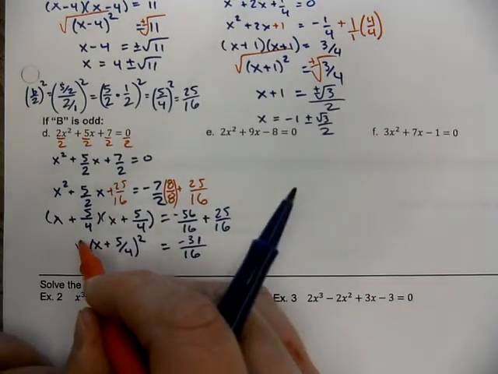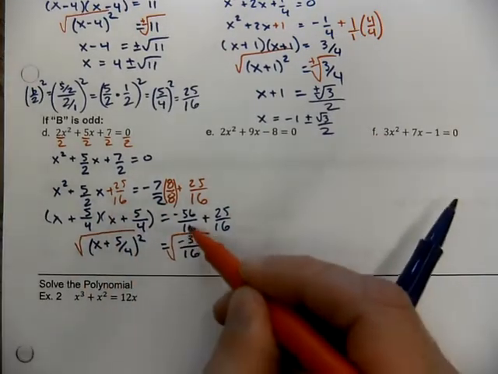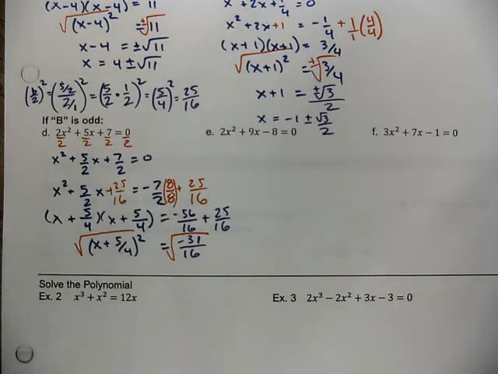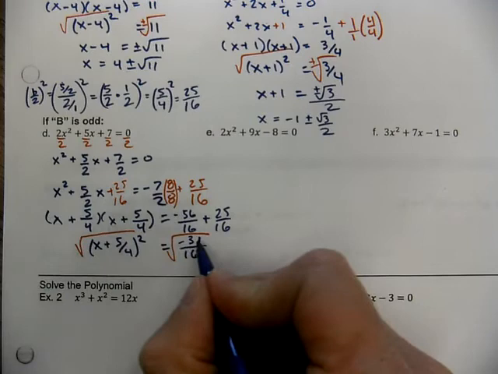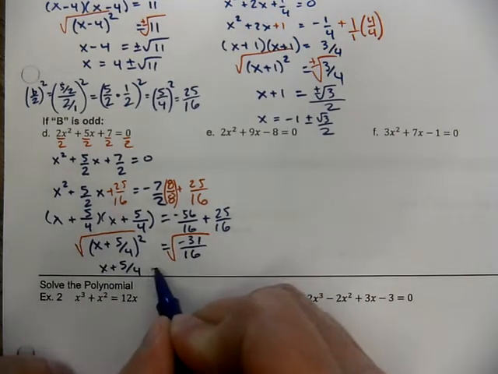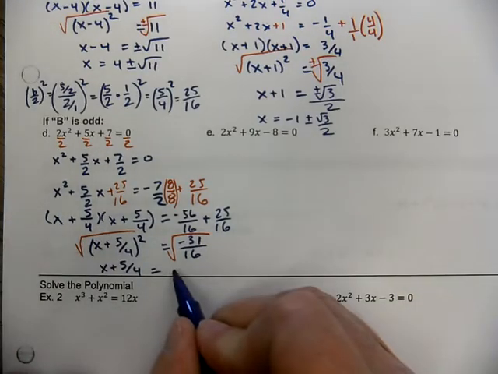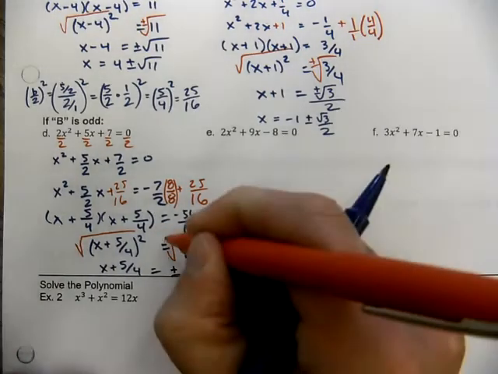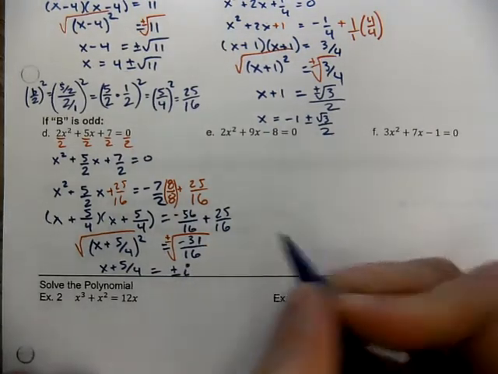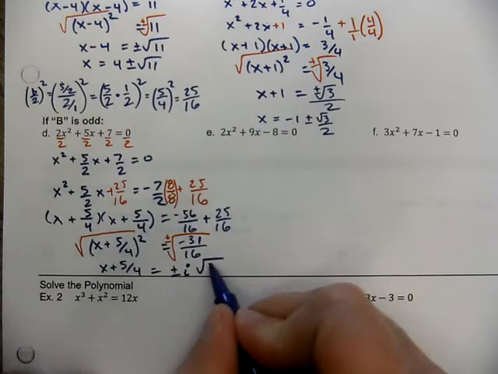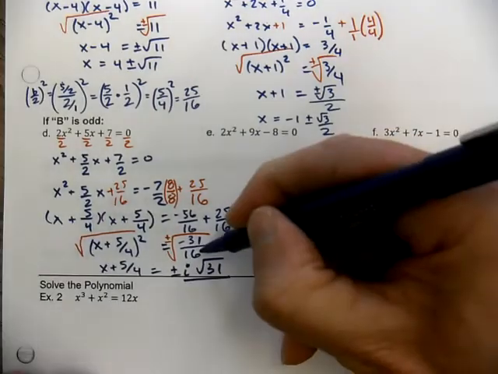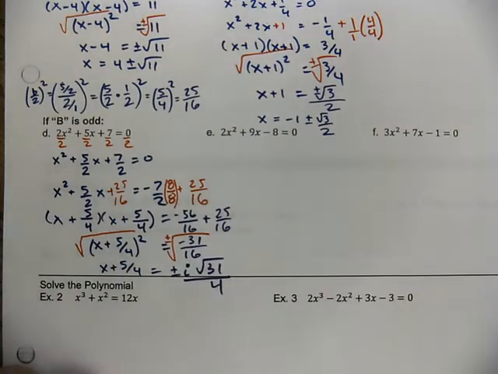So when we take the square root of both sides, notice we will have the square root of a negative. We're going to turn that into our i. So we're factoring out the negative 1 away from the positive 31. So x plus 5 fourths equals plus or minus. I don't want to forget that plus or minus on the radical. Here's the i that came from the square root of the negative 1. There's the 31 that is left under the radical, and then in the denominator we have a perfect square, so the square root of 16 gives me 4.